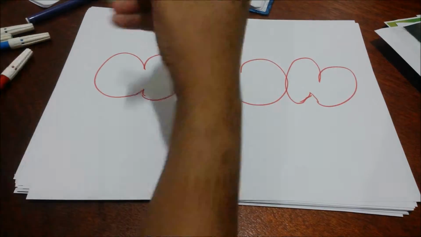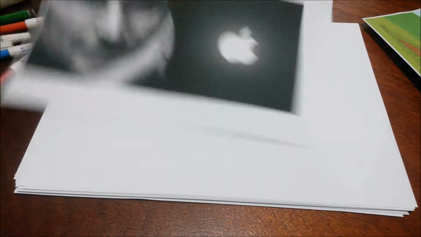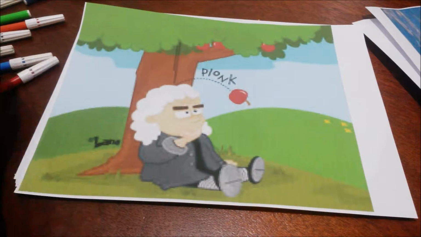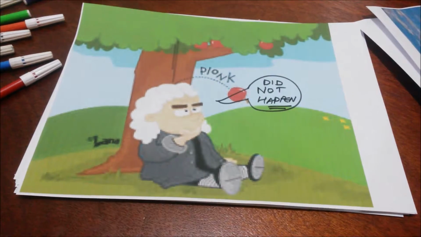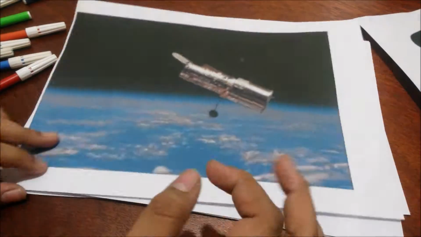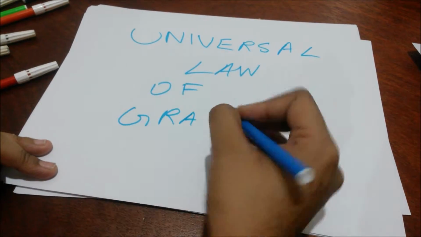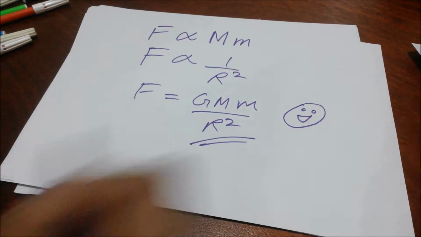History records that there were three apples that changed the world: Adam's apple, Steve Jobs' apple, and Newton's apple. Whether it really fell on his head or not, you can't be sure, but what you can be sure of is that that apple led to great things like the Hubble telescope and Wi-Fi. That all came from his universal law of gravitation, F is equal to GMm by r squared.